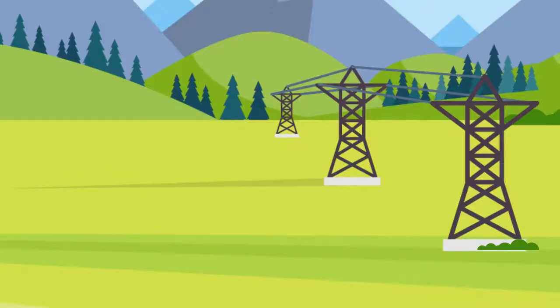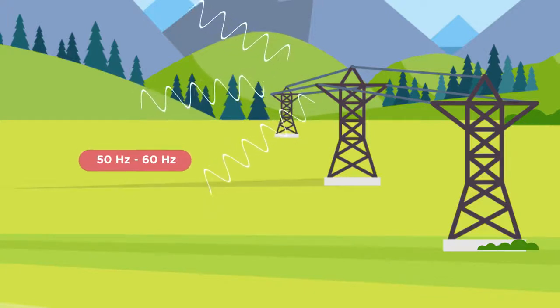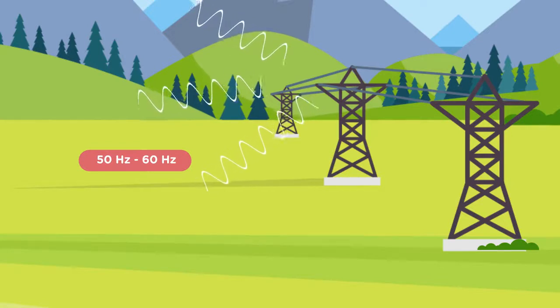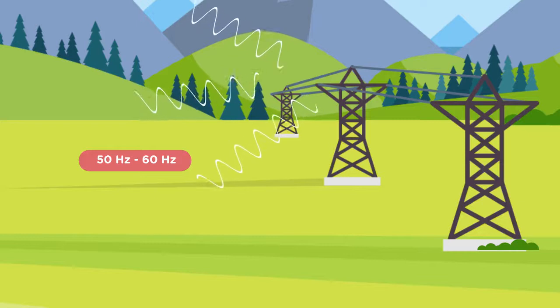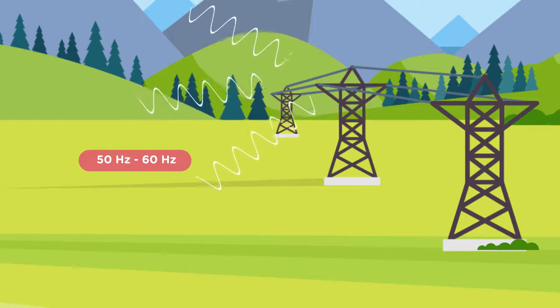Now, the first point to consider is that power infrastructures propagate ELF frequencies between 50 and 60 Hz, depending on the country. The electric and magnetic fields involved here produce negligible amounts of radiation.